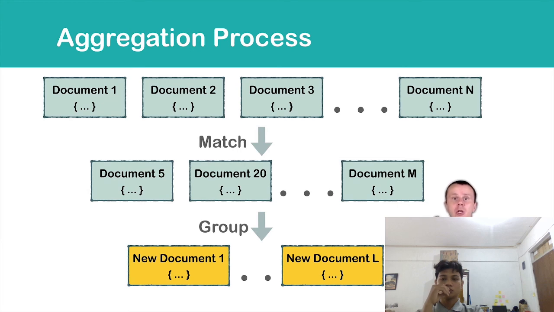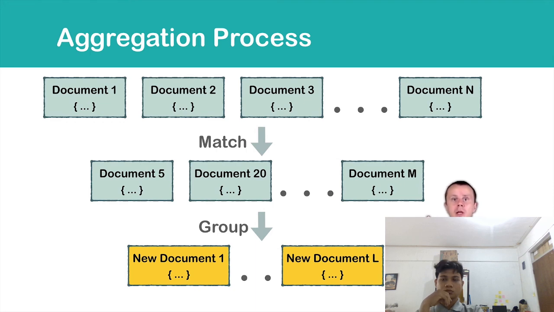For example, each country. For example, we have collection of persons. We can match persons that live, for example, just in USA, and then group by state. And in the results, we will get documents. Each document will represent certain state, and each document will contain quantity of the persons that live in certain state.